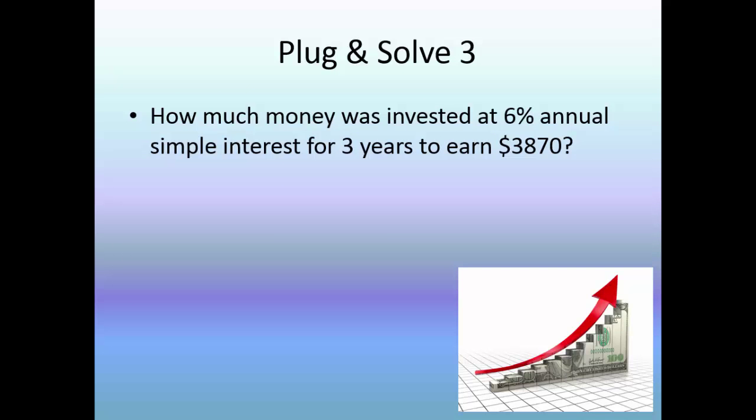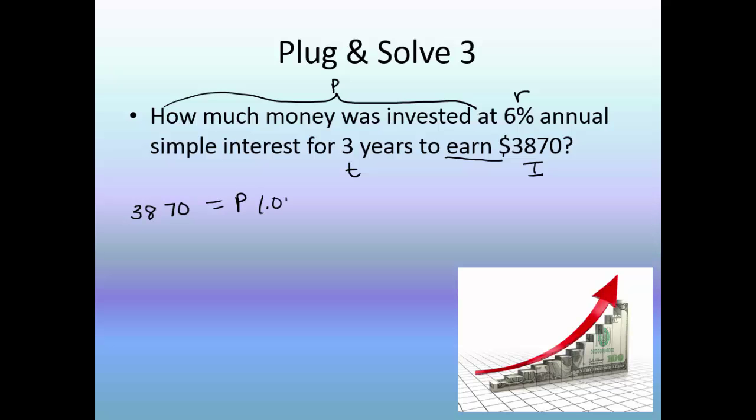Okay, let's plug what we know into our formula again. How much money was invested? So this time, we're actually missing the principal. At 6% annual simple interest for 3 years to earn $3,870. If you're earning that amount, that's the interest. So remember the formula, I equals PRT. 3,870 is equal to P times the rate as a decimal times the time. So we can simplify and then solve for P.